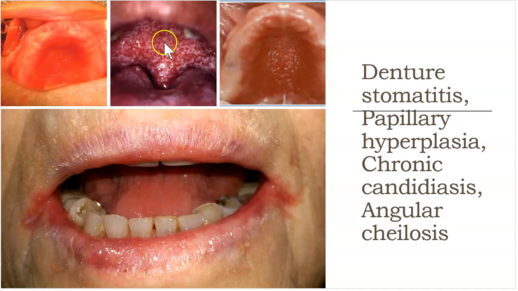This is chronic candidiasis, which is like thrush that could be happening on the palatal mucosa. This is not the greatest picture, but this is papillary hyperplasia. Hyper means more, so we have excess gum tissue in this area, which can also happen. And angular cheilosis is another thing that can happen. It's like cracked or eroded areas in the corners of the lip, in the commissures. So these are other things that can happen, but the most common is denture stomatitis.